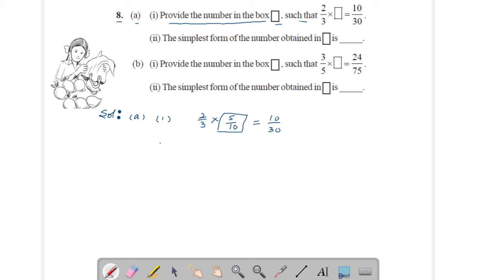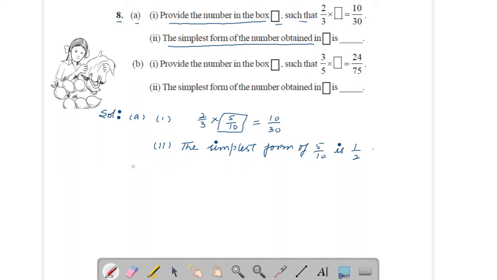Then second part. The simplest form of the number obtained in box is. What is the simplest form? 5/10. Write in simplest form. The simplest form of 5/10 is, only simplify it, divide it by 5. 5 ones are 5 and 5 twos are 10. You will get 1 upon 2.